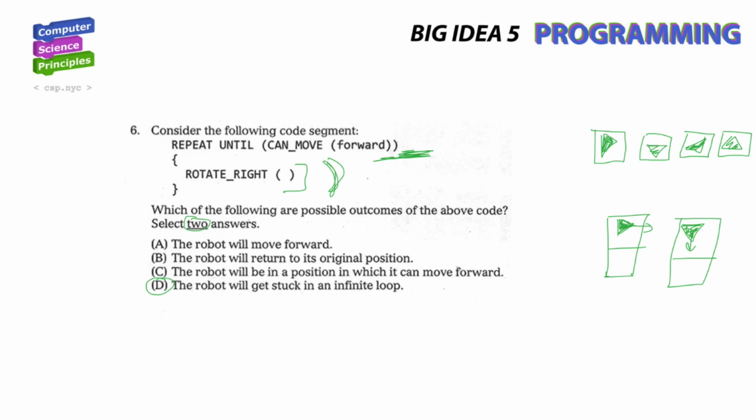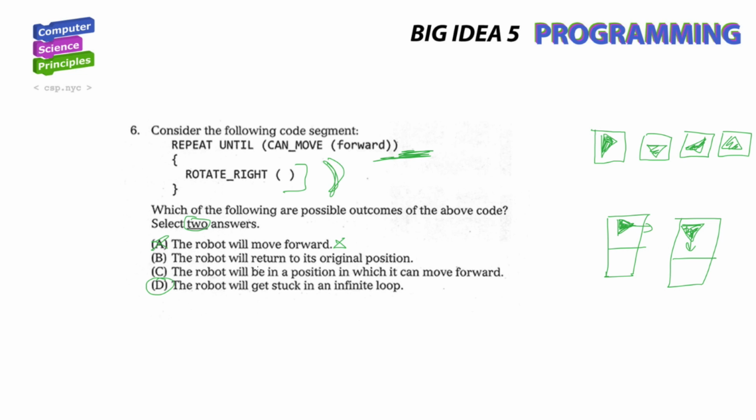So that's this one. So the robot will move forward. Well, no, it's never going to move forward. So that's not true, because the command doesn't tell it to move forward anywhere. It just tells it to see if it could possibly move forward, but it doesn't say move forward. B says the robot will return to its original position. Well, only if it moves off the square and then moves back is it returning to its original position within the grid. Just rotating isn't returning to its original position.